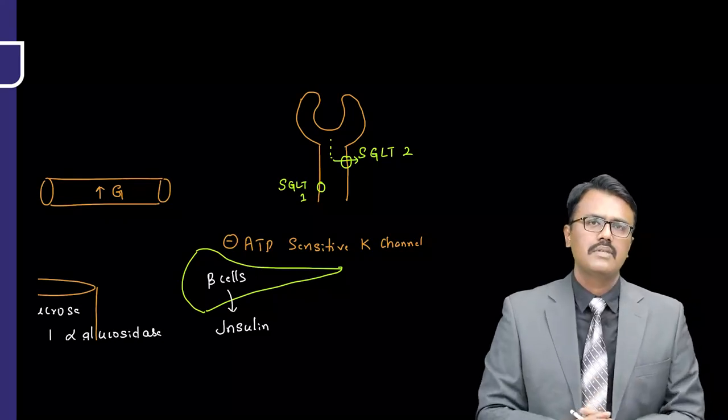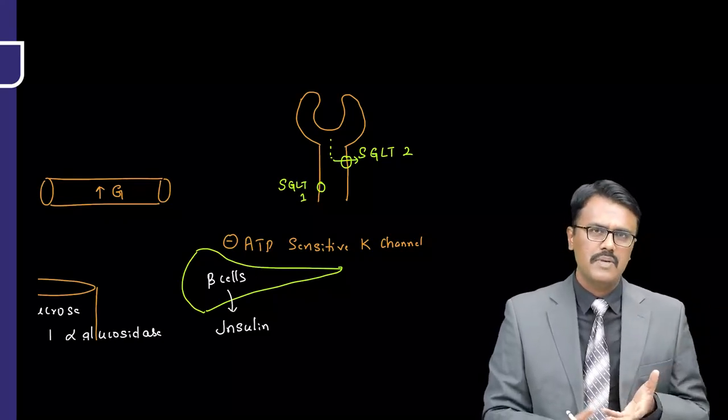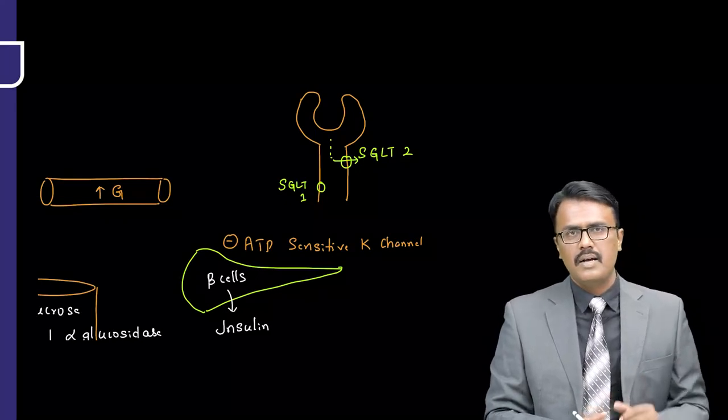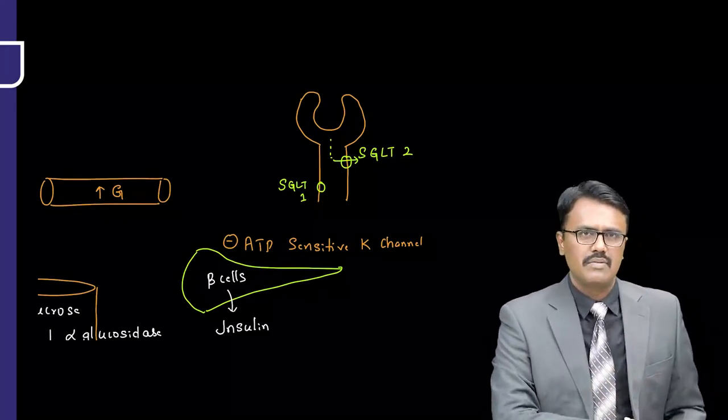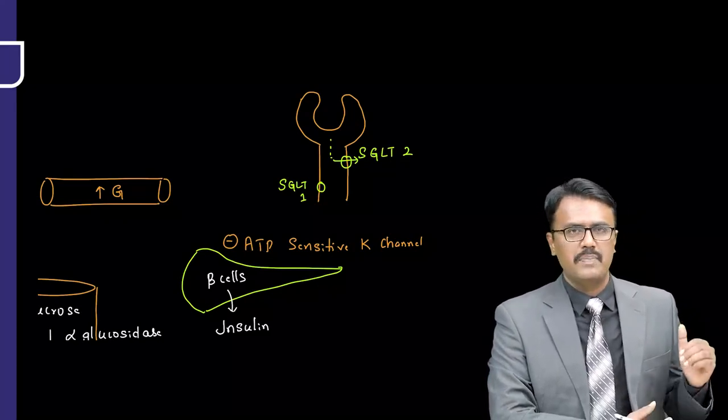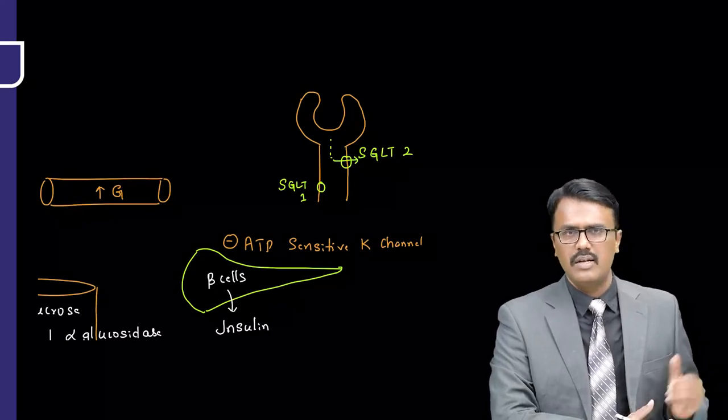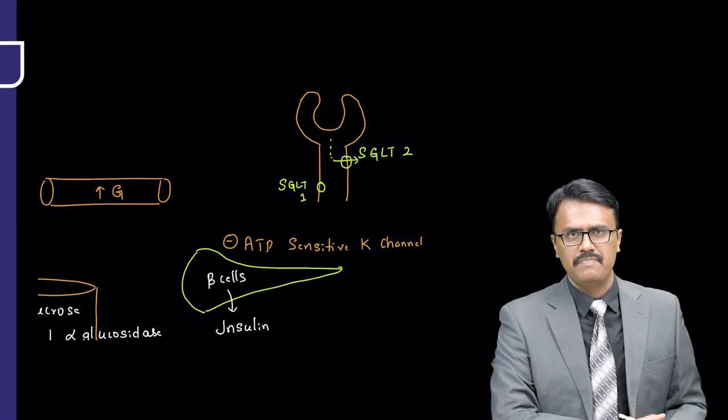So normally, in a normal person, the glucose will not come in the urine, no problem. But the kidneys have a threshold. If the glucose goes above 180, then it will come in the urine. That's why the patient will have glucose in the urine, and that's what we saw in the first patient.